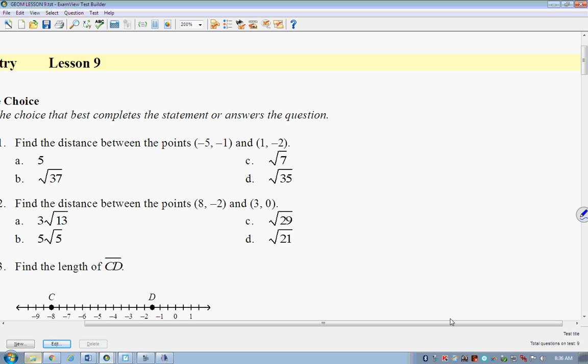All right, so we want to find the distances between -5, -1, and 1, -2. I would just go ahead and list them: x1, y1, x2, y2. Call your first ones first. Okay, what do I want to have in here? Go ahead, Jordan.